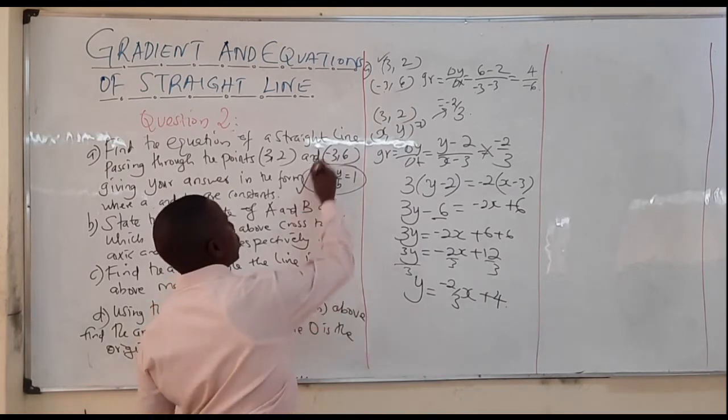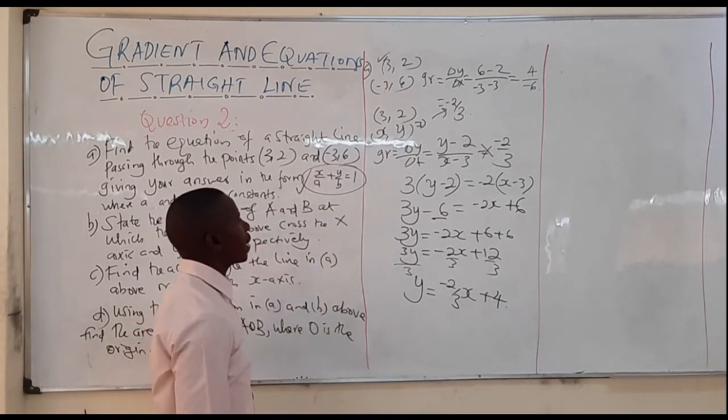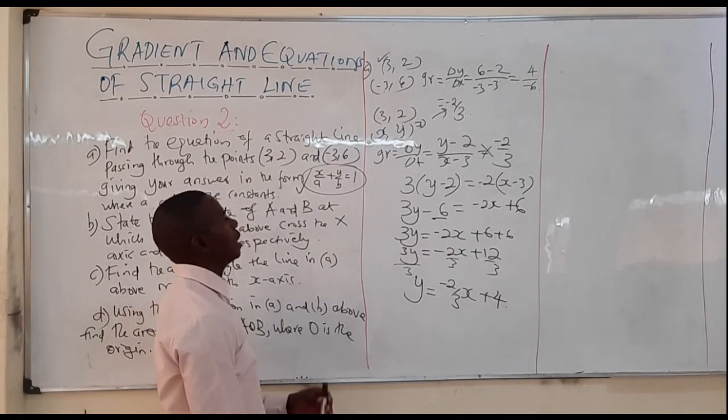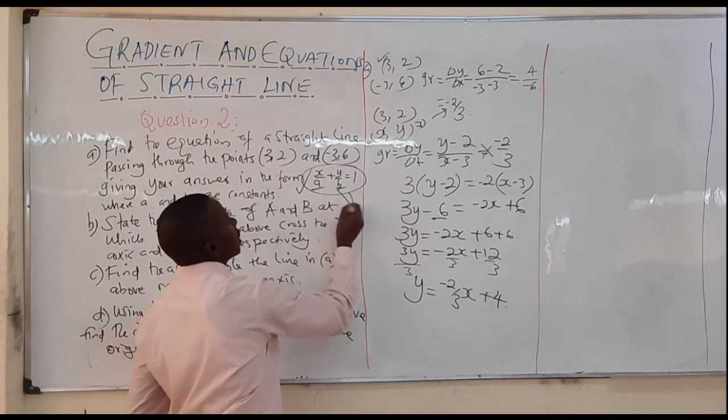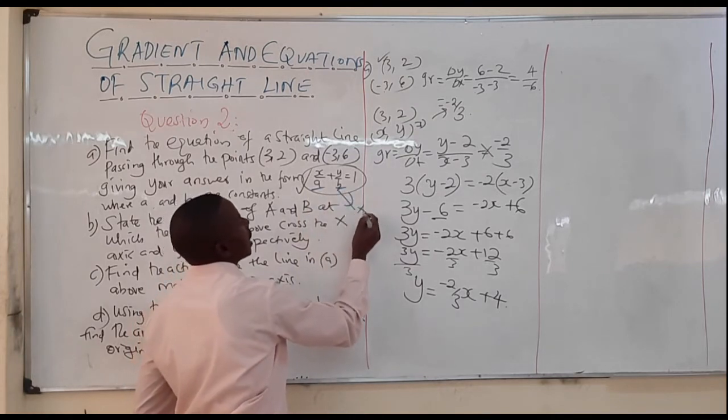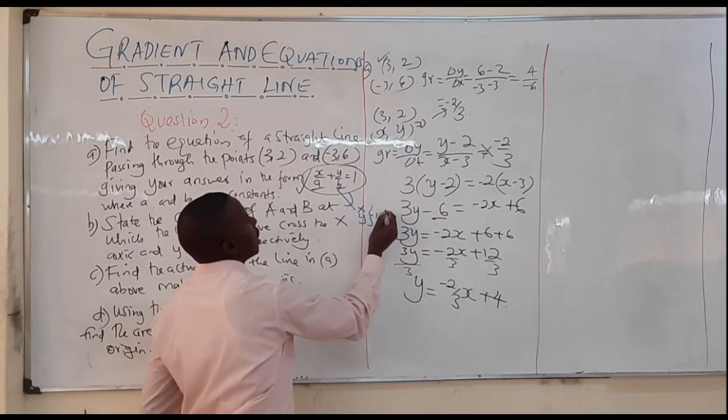Now, we want to write the equation in the form x over a plus y over b equals 1. And we just need to know that the a and the b, these ones are the x and the y intercepts.